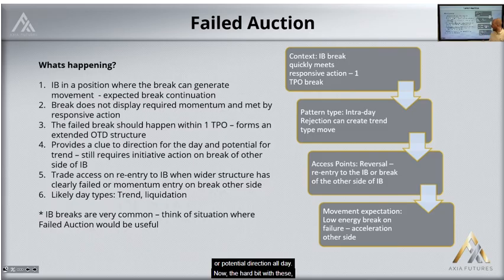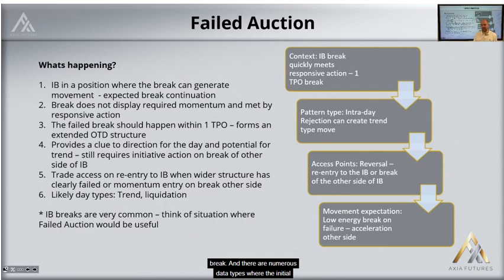Now, the hard bit with these, and this is why I put the little star down at the bottom, a failed auction is all about an inability to break the initial balance and maintain direction. So the break does not bring in more buyers if it's a break to the upside or more sellers to the downside, and instead falls back inside the initial balance and rotates the other way. Now, the problem, or what makes this difficult, is it's very rare for the initial balance not to break.